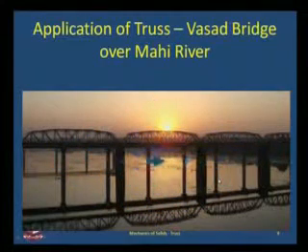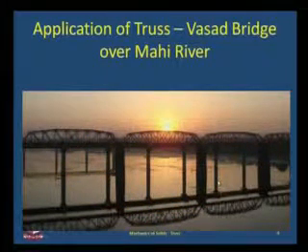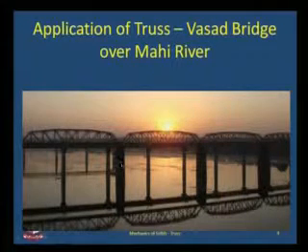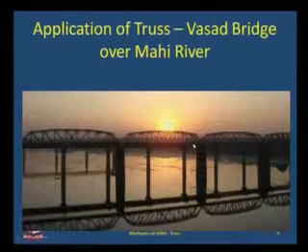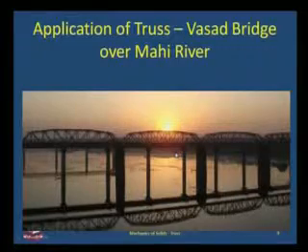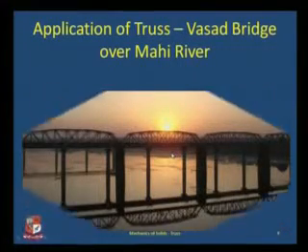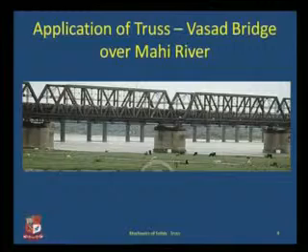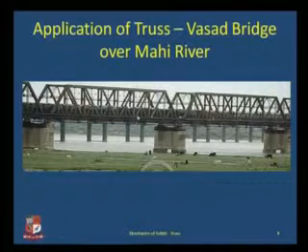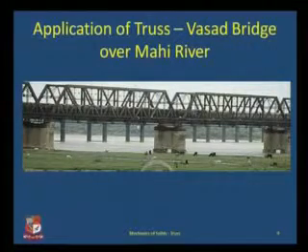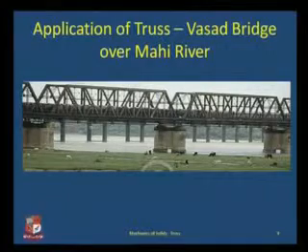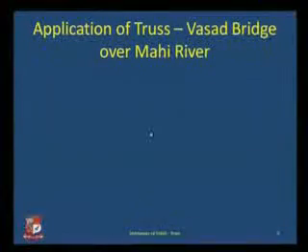Another bridge example, used for two common purposes, transportation of a pipeline as well as transportation of a railway line, is the Mahi bridge, or what you know as the Vasad bridge, shown in the figure. Another view of the same bridge is shown, where water is being carried across the Vasad bridge, crossing over using a large number of trusses.